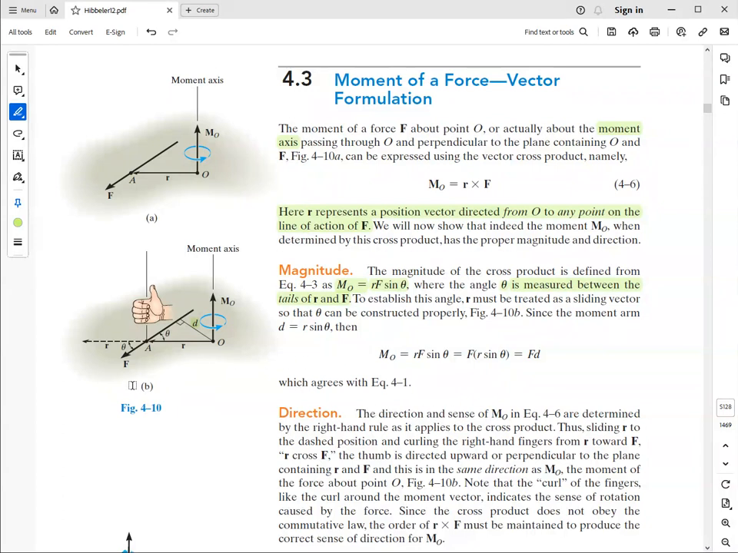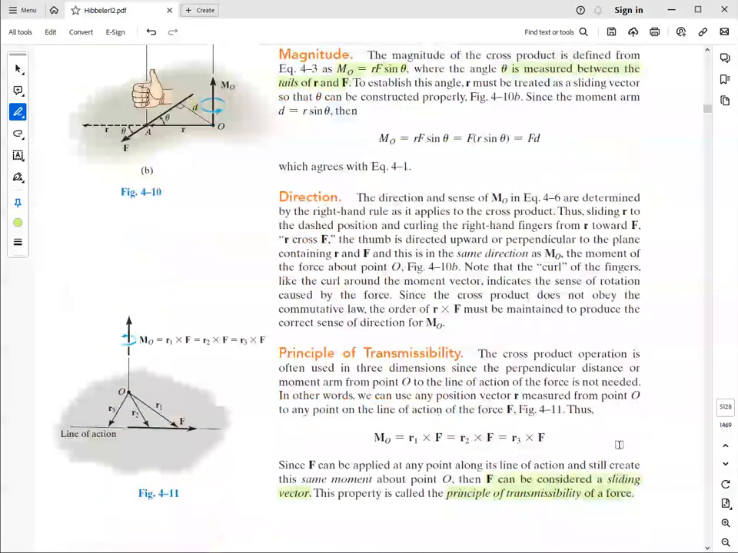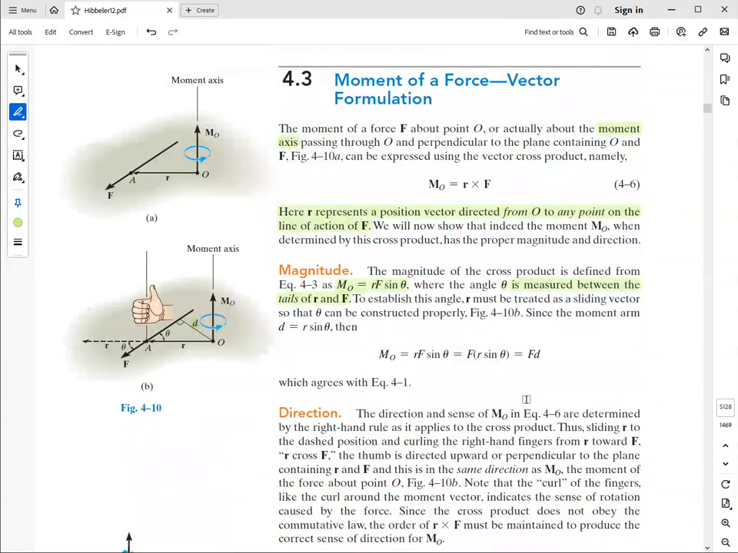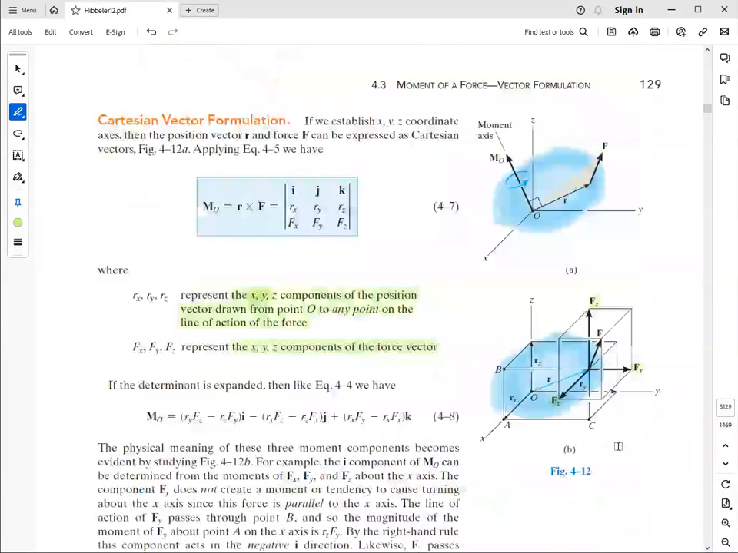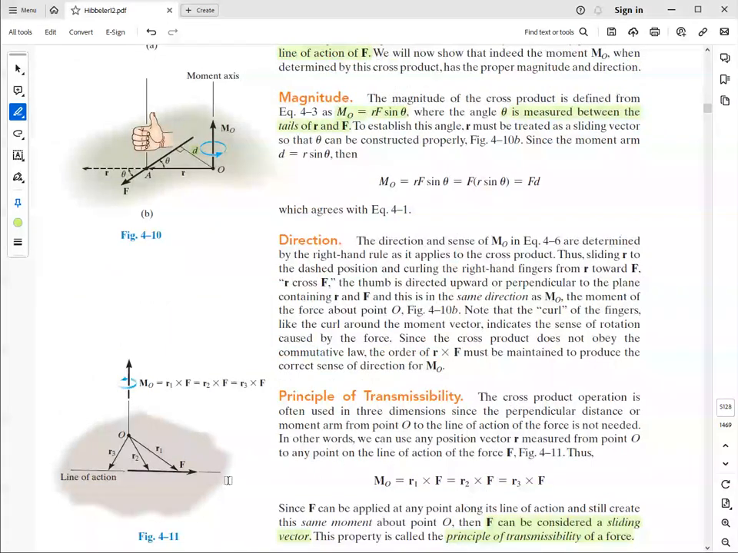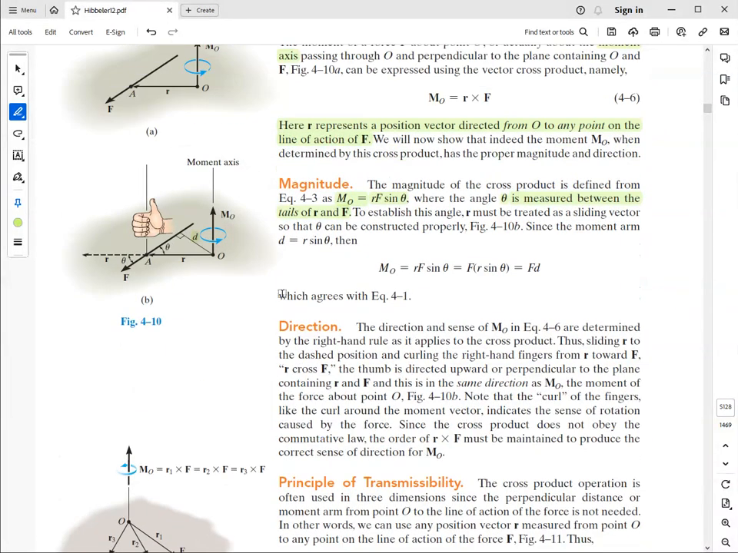Okay, so the magnitude of the cross product is F R times sine of theta, and then the moment axis unit vector. But how are we going to make use of the cross product, how is that going to help us simplify our analysis? Okay, so the first thing that is explained here is the one that I was telling you.